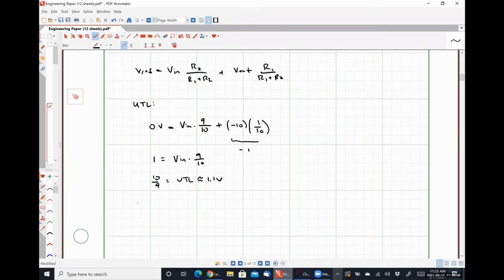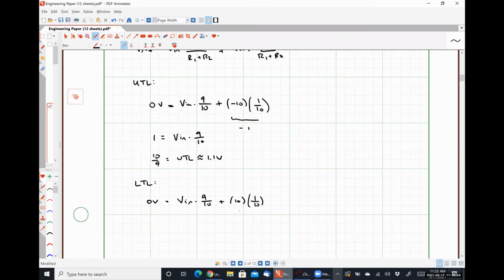For our lower trigger limit, we have 0 volts is equal to Vn times 9/10 plus +10, because we're at VCC plus now, times 1/10. So this looks like 1. So we have -1 is equal to Vn times 9/10. So -10/9 is our lower trigger limit. So somewhere pretty close to -1 volt as well. So our derivation matches what we had observed with our simulation.